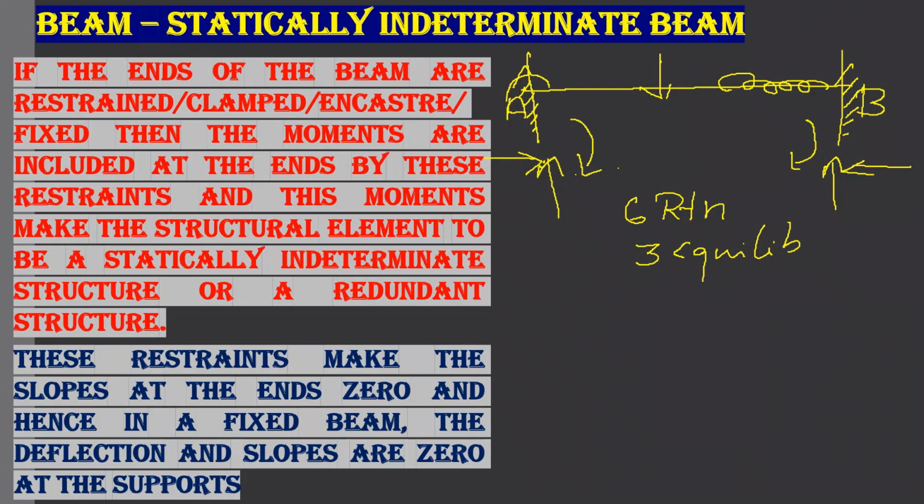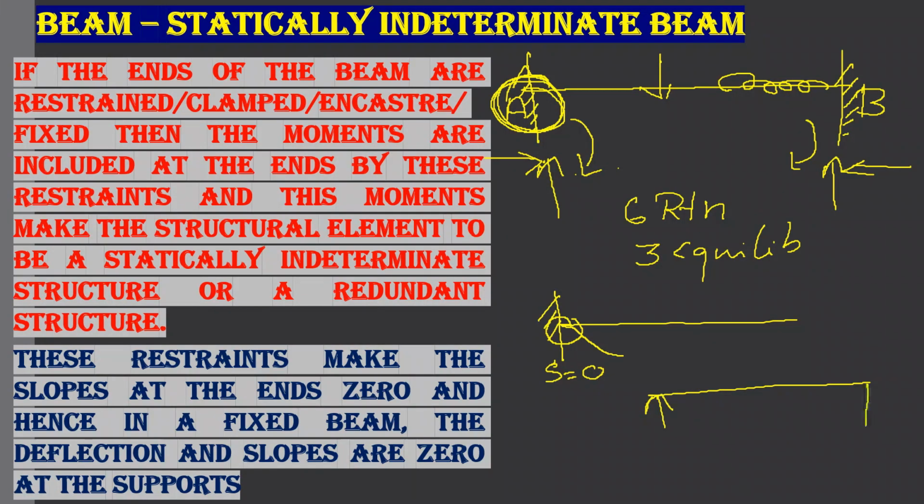Now, because there are restraints, because there will be moments, these restraints will make the slopes at the ends 0. So when you are taking the deflection, the slope will be equal to 0, whereas when you take a simply supported beam, your deflection will be like this. So the slope is not equal to 0. Here at the support, the slope will be equal to 0.